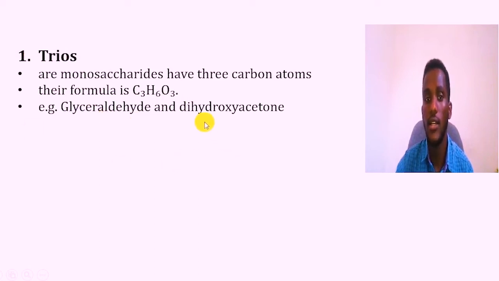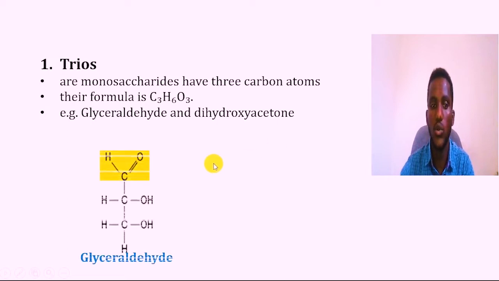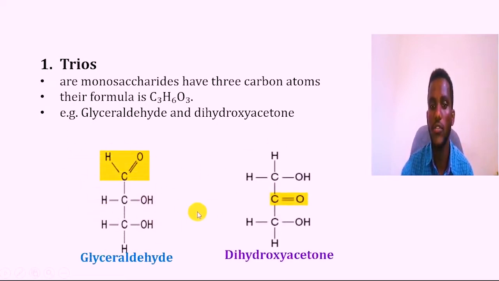እነዚህ ደግሞ ግላይሴራልዲሃይድ እና ዳይሃይድሮክሳል አሲቶን የምንላቸው እነዚህ ትራዮስ carbohydrate ወይ monosaccharides ናቸው. So the structures of glyceraldehyde and dihydroxyacetone: in case of glyceraldehyde the structure looks like this one, and in case of dihydroxyacetone ስትራክቸራቸው ይሄ ነው. ስለዚህ ሁለቱም ስትራክቸር ኬሚካል ፎርሙላቸው C3H6O3 ነው. ስለዚህ ልዩነታቸው ምንድነው? ግላይሴራልዲሃይድ አልዲሃይድ ፋንክሽናል ግሩፕ ሲኖረው dihydroxyacetone ደግሞ ኬቶን ፋንክሽናል ግሩፕ አላቸው ማለት ነው.